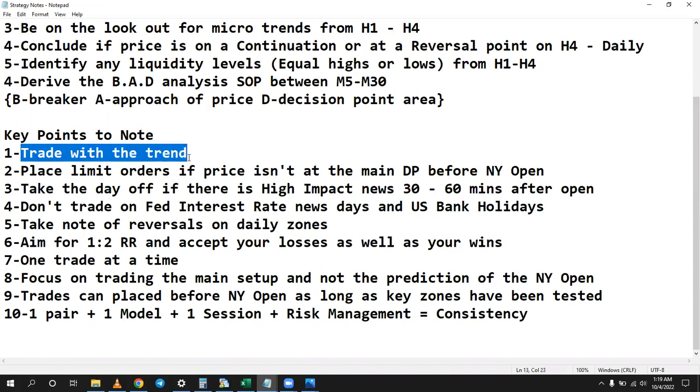Gauge the trend from the higher time frame and then look out for the BAD SOP in the lower time frame. It's as simple as that, nothing much.